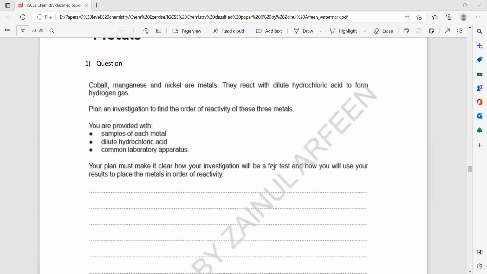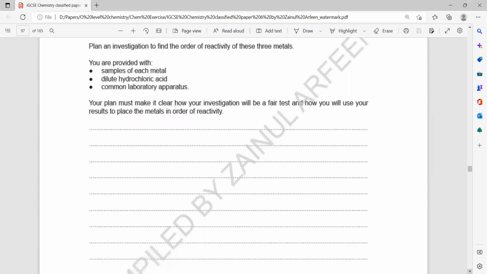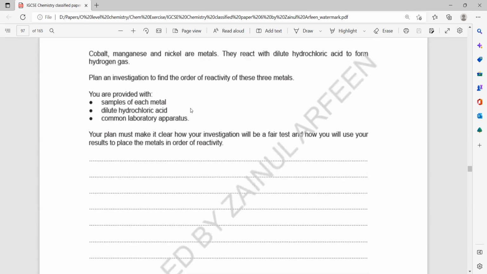You are provided with a sample of each metal and dilute hydrochloric acid. Common lab apparatus is also available. You have to plan. Your plan must make it clear how your investigation will be a fair test and how you'll use your results to place the metals in order of reactivity. We don't have to say which is more reactive, we just have to plan an experiment for how it can be done.